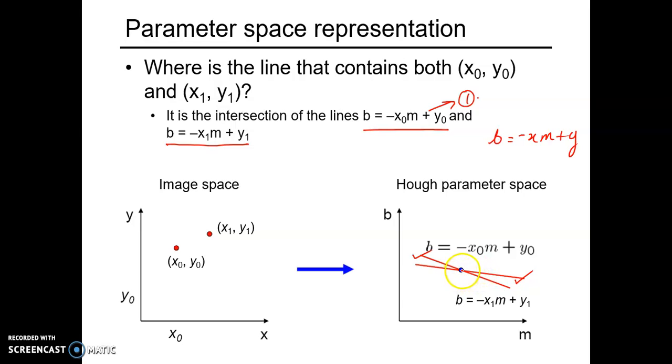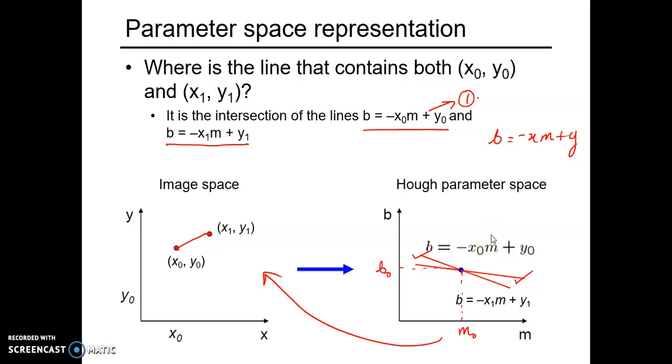So what is this point representing? Actually, this point represents a unique value m0 and a unique value b0, where m0 is the slope of the line in the image space, and b0 is its y-intercept. So that is the case with the line that is transferred from image space to Hough space.